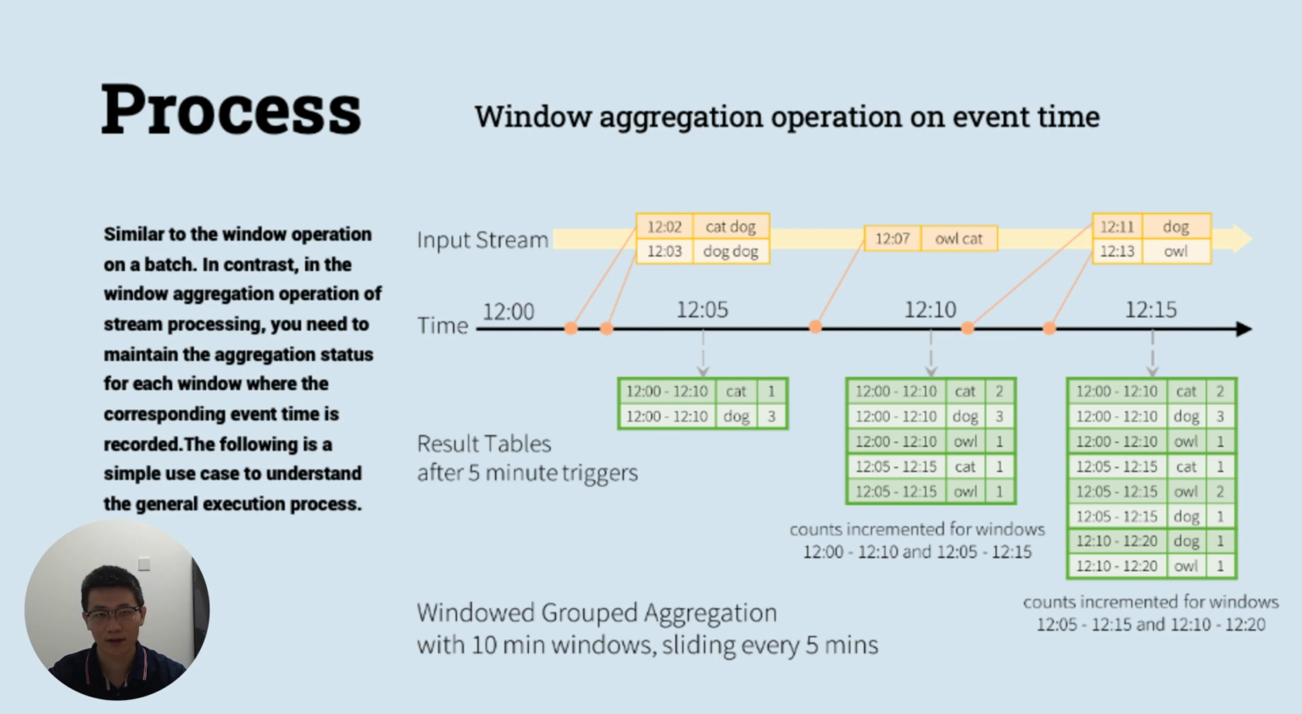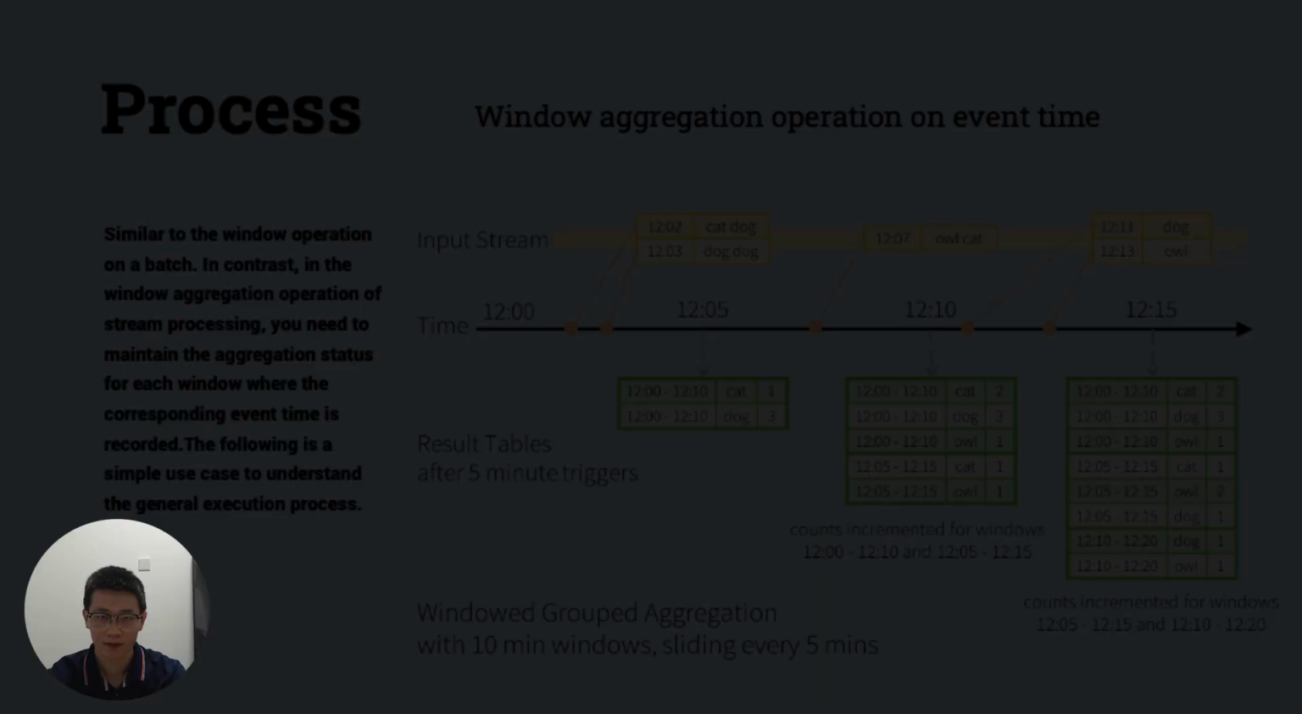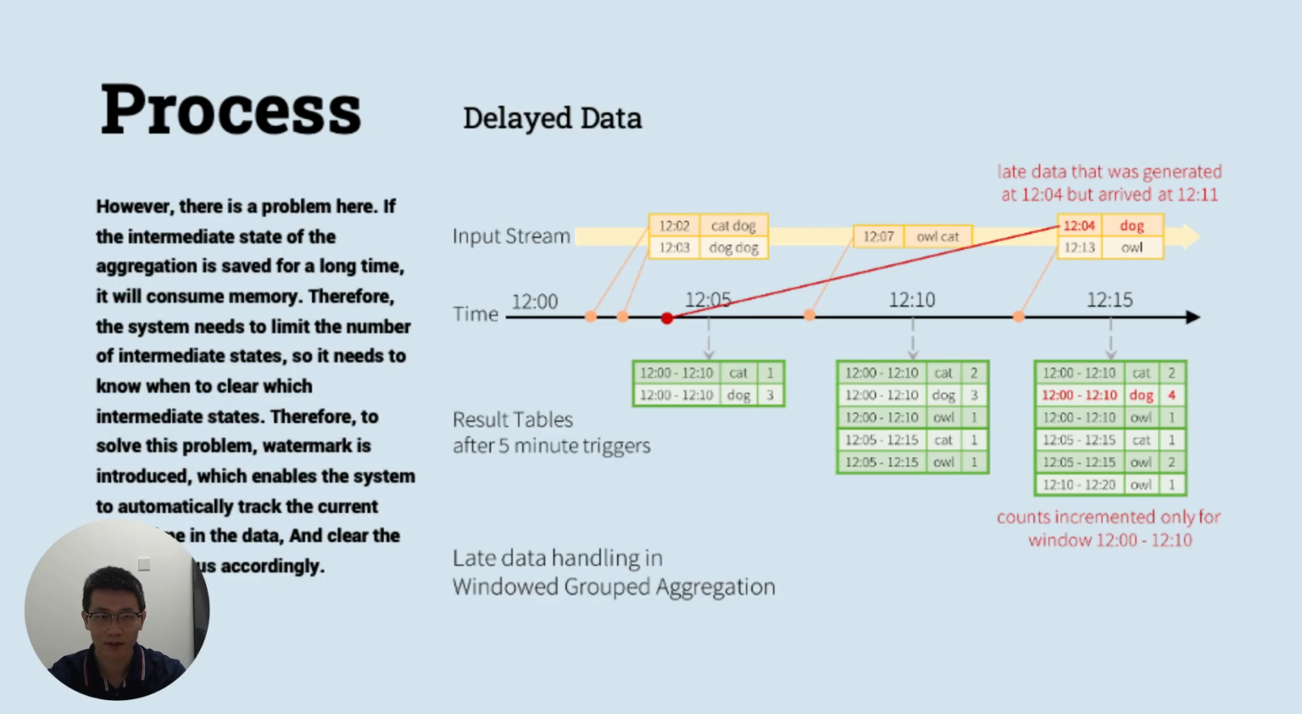Let's take a look at the diagram below, which resembles the one we discussed earlier. Now let's dive a bit deeper. The input stream is the same as what we saw before. The triggering times are at 12:05, 12:10, and 12:15. In this case, we will focus on how the internal state changes after each batch processing cycle.